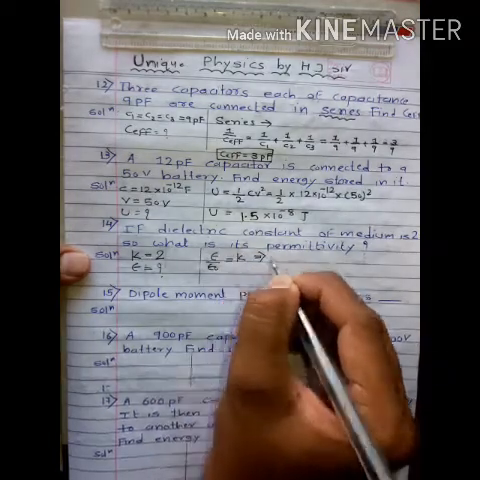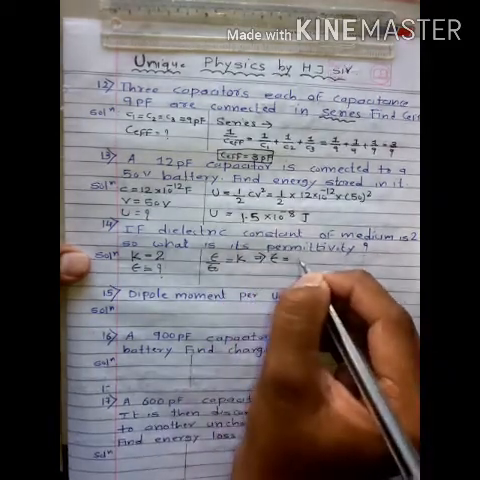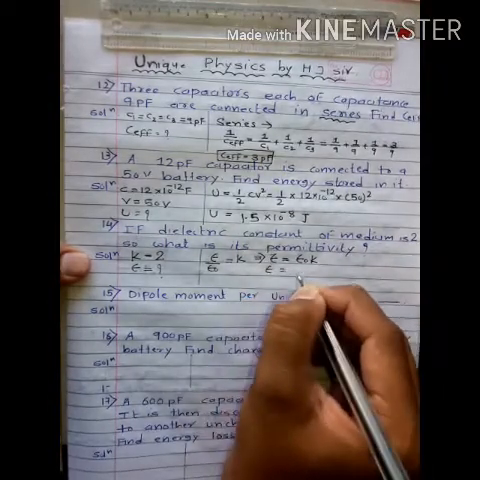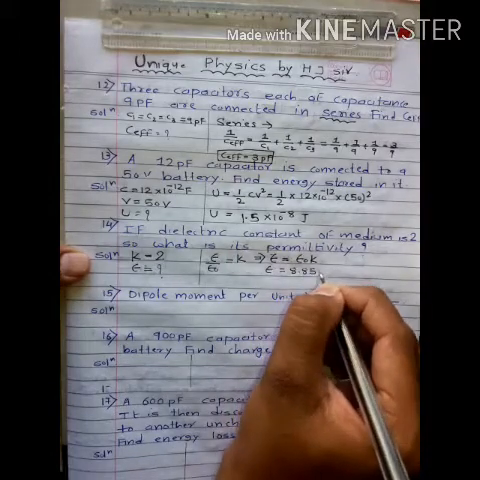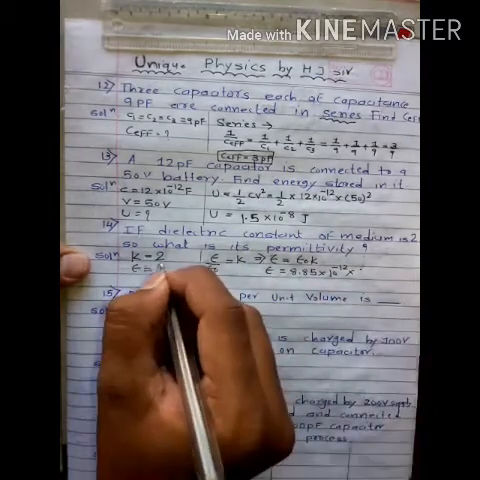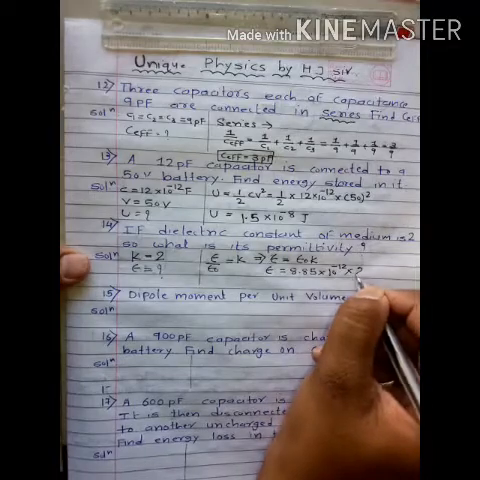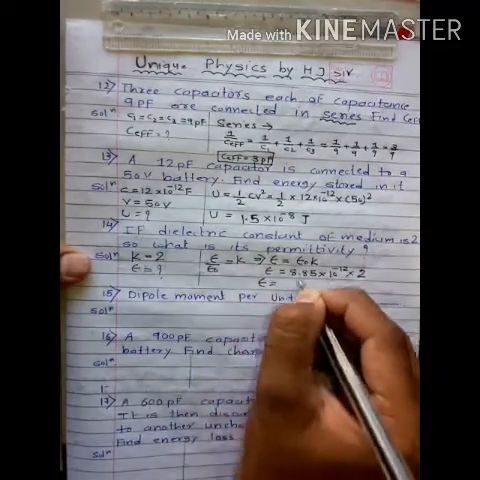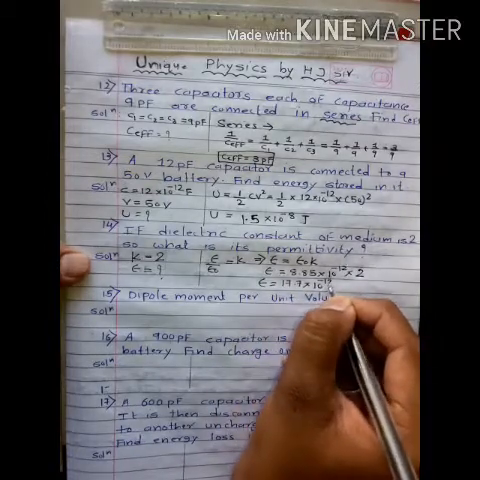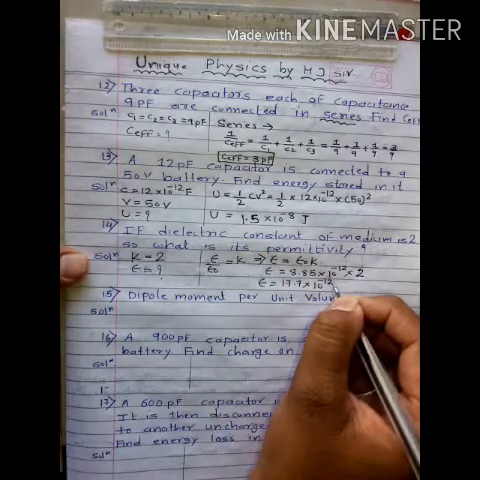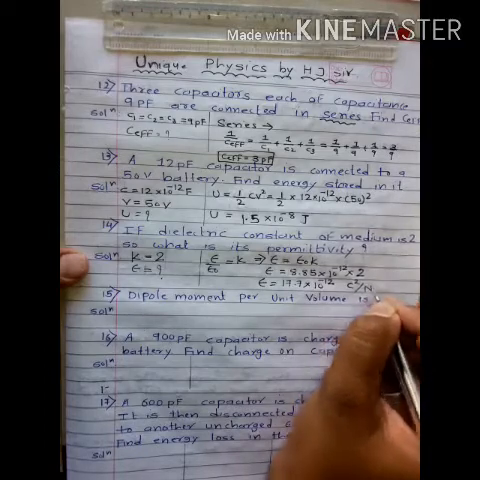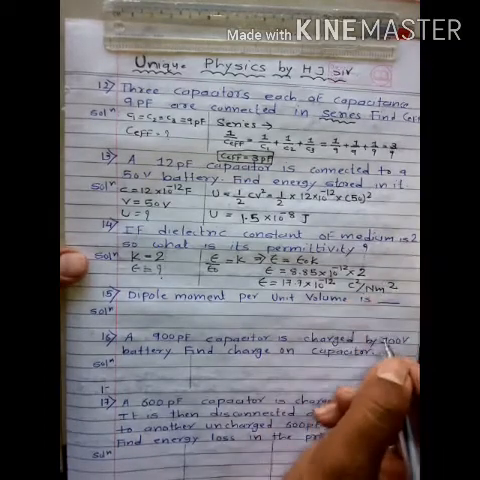We want the value of epsilon, so make the equation of epsilon. Our equation becomes epsilon 0 into K. Epsilon 0 is 8.85 into 10 raised to minus 12, into K, the dielectric constant. This is not the Coulomb constant, this is the dielectric constant, 2. So your answer is 8.85 into 2, which means 17.7 into 10 raised to minus 12. Clear? Now remember its unit also. Its unit is Coulomb square upon Newton meter square.